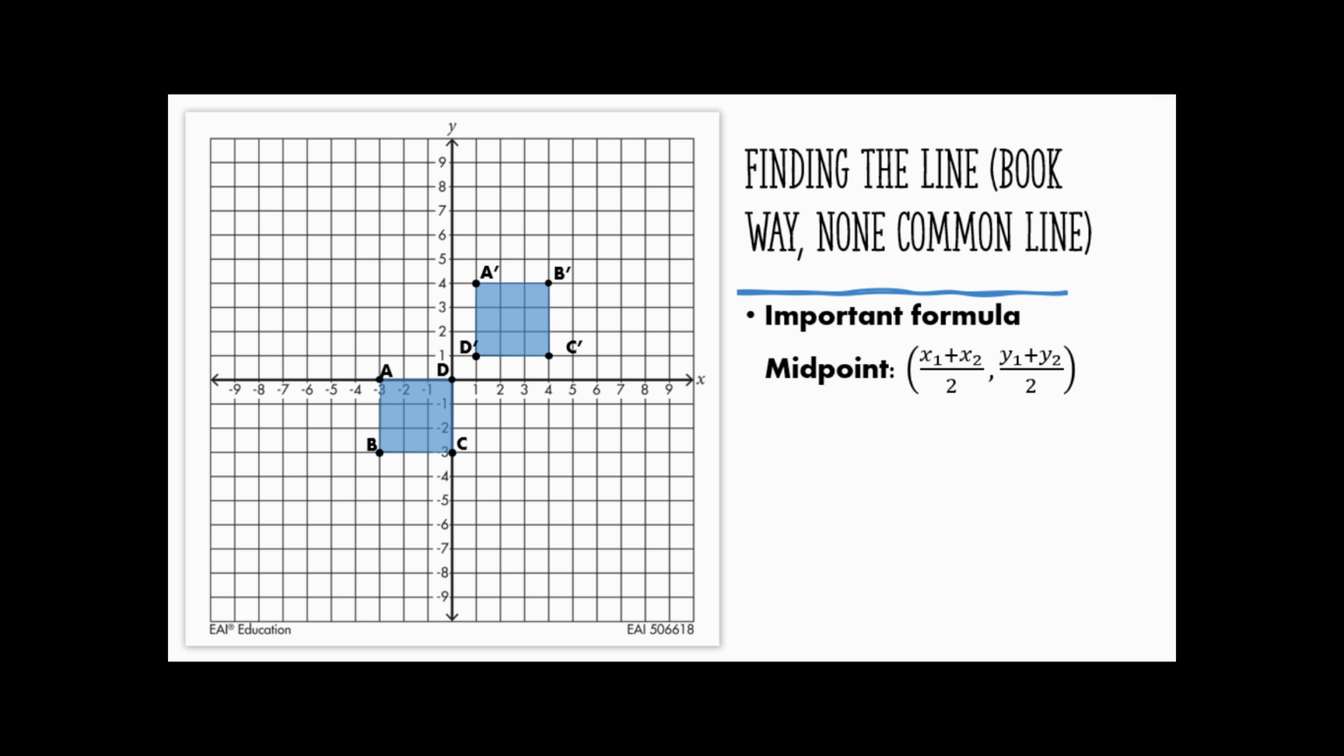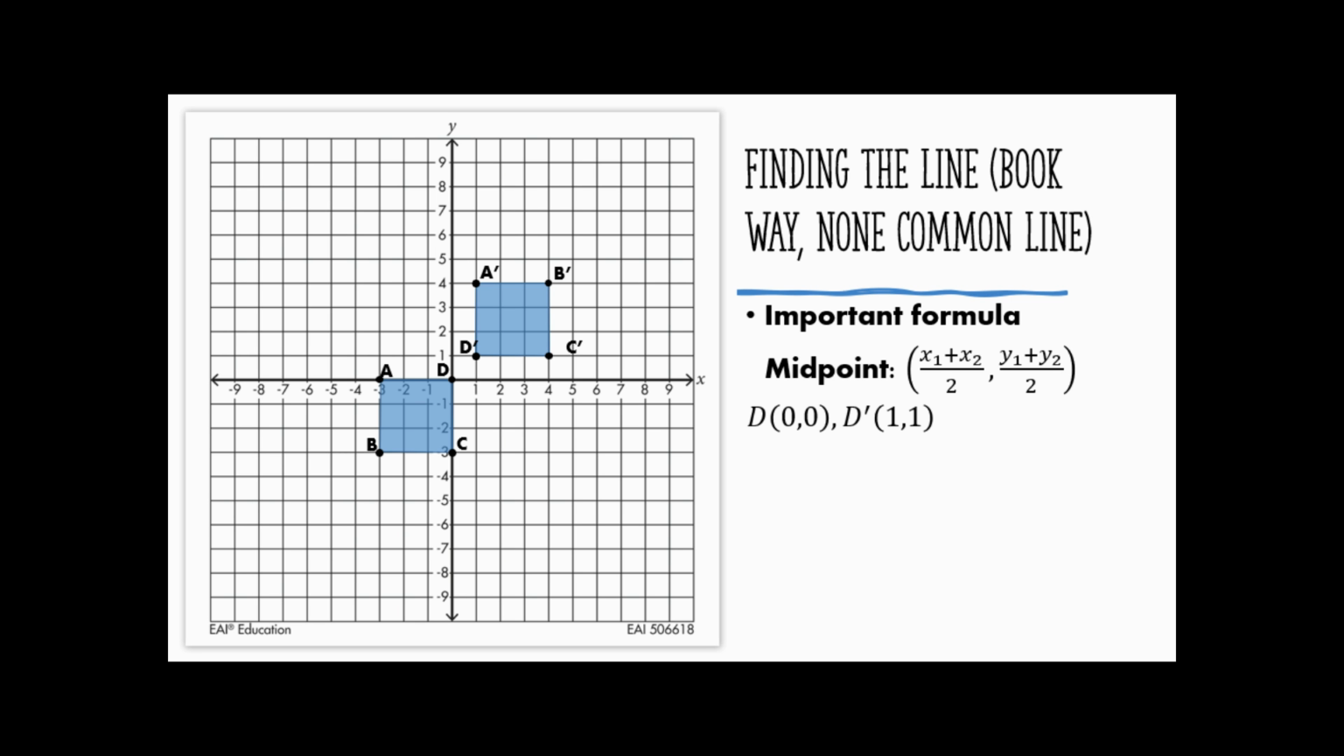All right. So finding the line the book way. Note it's not a common line. That's what that uncommon line means. An important formula to use would be the midpoint formula: x1 plus x2 divided by 2, y1 plus y2 divided by 2. So you need to find a point and count in.